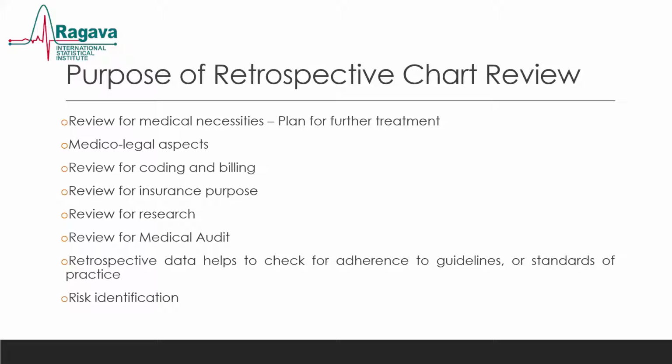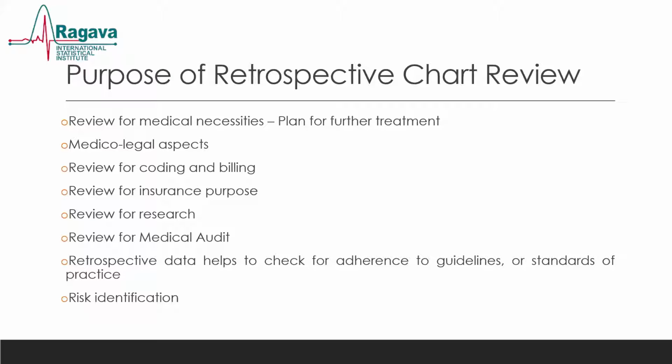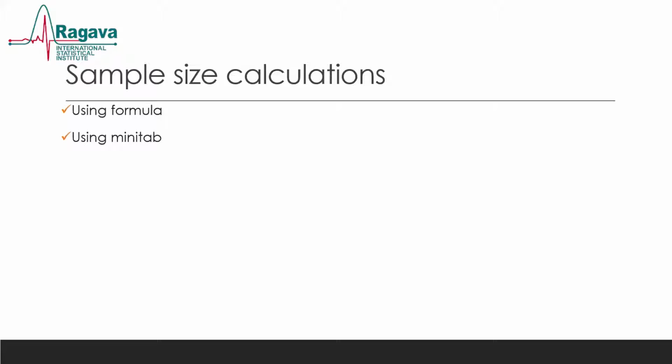So quick review. We have seen what a medical retrospective chart review is about. We have seen what the different components of a medical record are. We have seen the purpose of carrying out a retrospective chart review. And now we are seeing the sample size calculation for a medical records chart review.